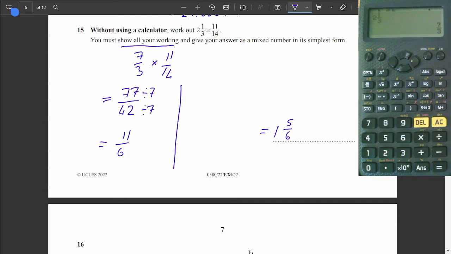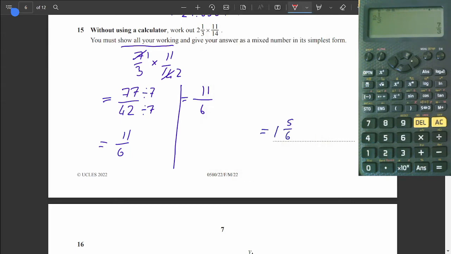There's another way you could have done this. You could have simplified before you multiplied. So you divide 7 here, that gives you 1. Divide 7 there, that gives you 2. 1 times 11 is 11. 3 times 2 is 6. That's another option. That is showing all your working.